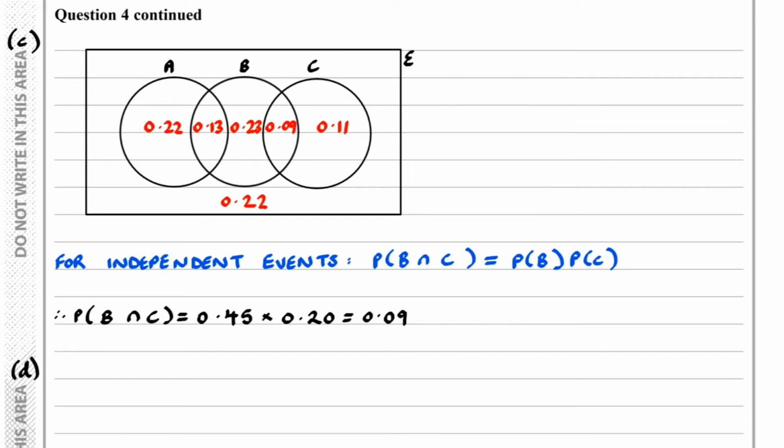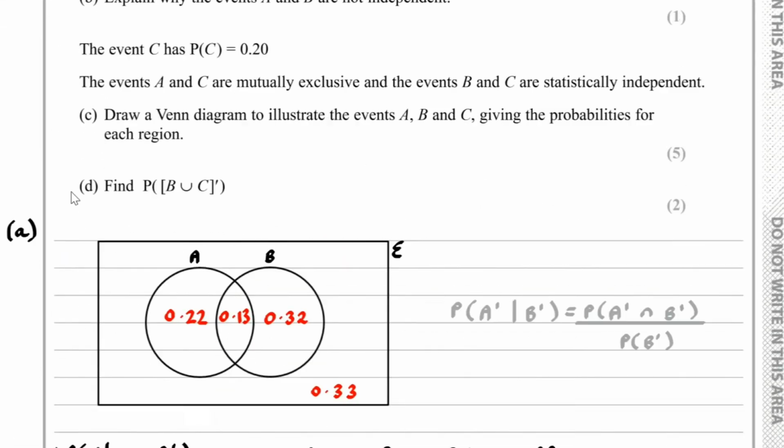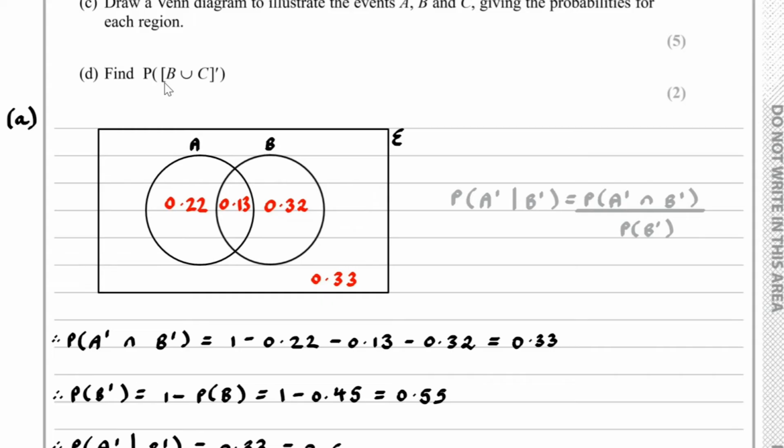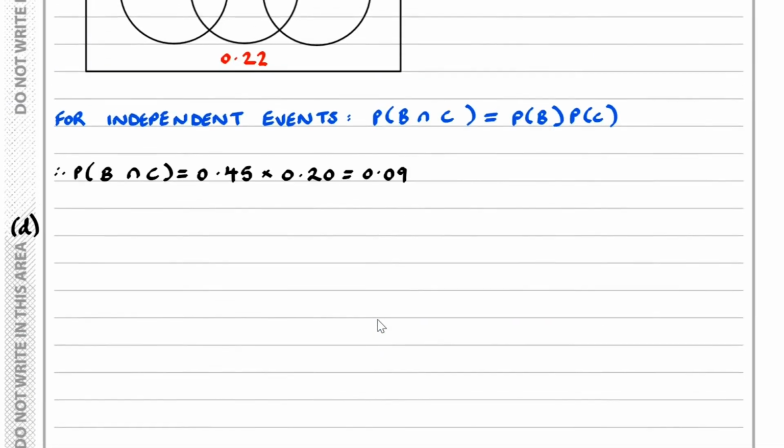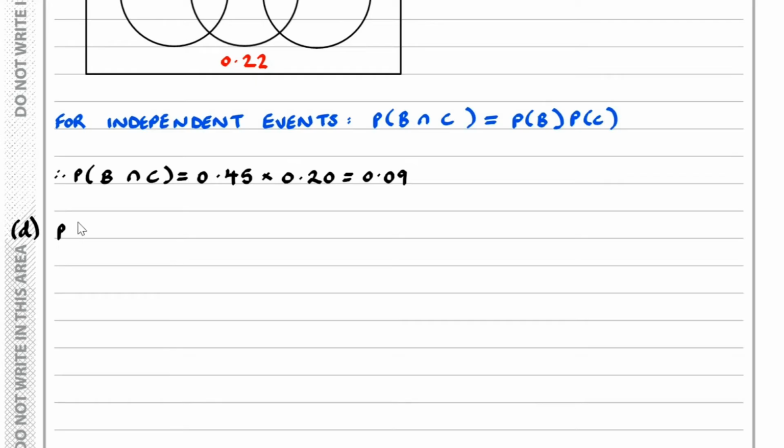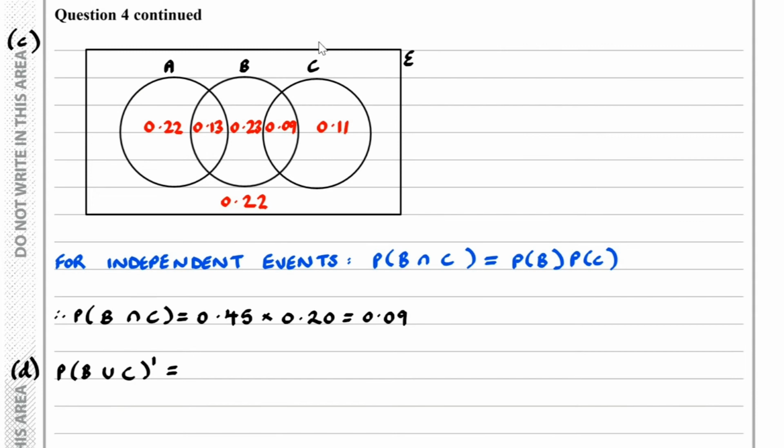And now for part D of the question, we have to find the probability of B or C not included. Well, that's everything that doesn't involve a B or a C. So that's this 0.22 and this 0.22 here, which is 0.44. So that's the required probability.